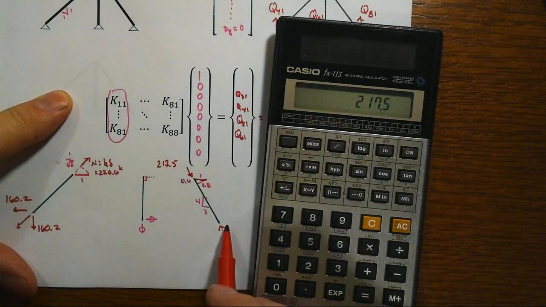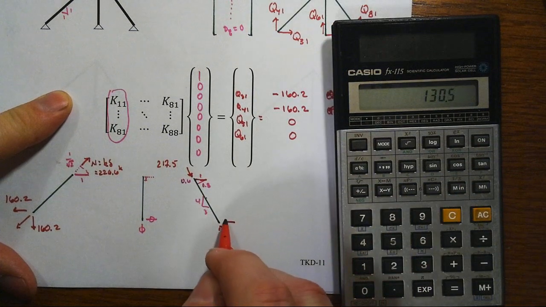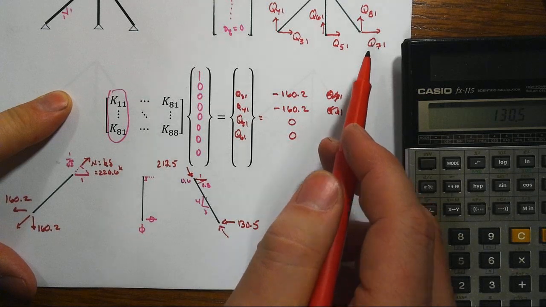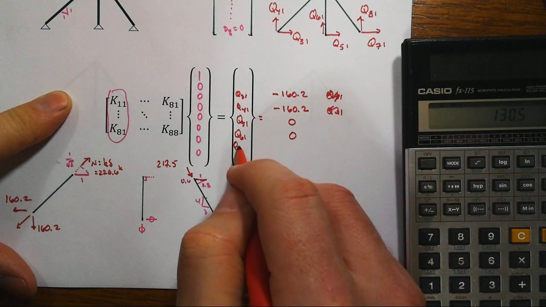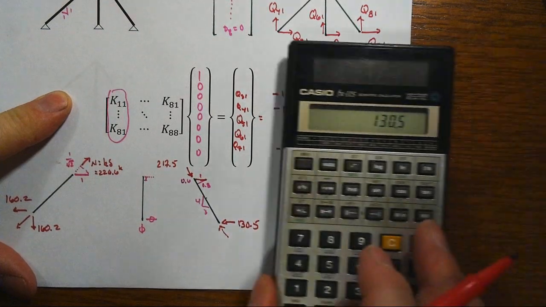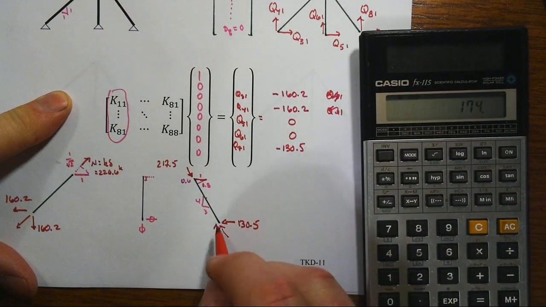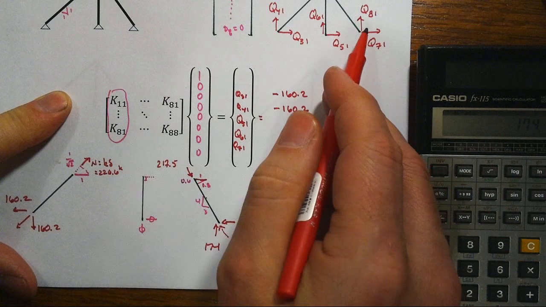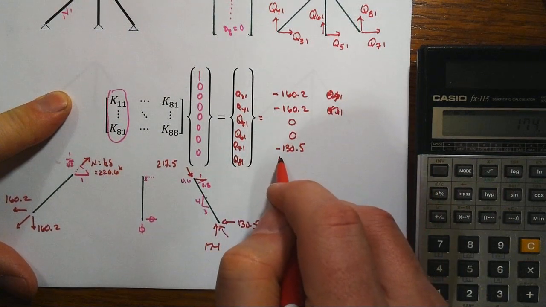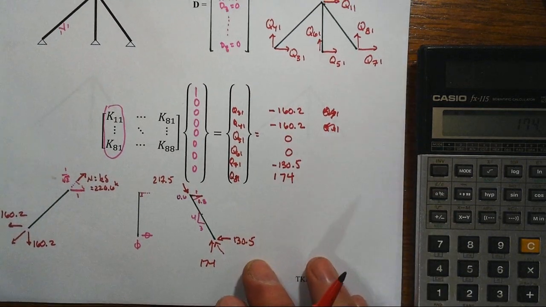The horizontal now will be the 0.6, so that's 130.5, and that's lined up with Q7 going in the opposite direction. And then we'll have the vertical component, that's 174. That is lined up with the positive direction, so Q81 would be 174. Right, now that's all but the last two.